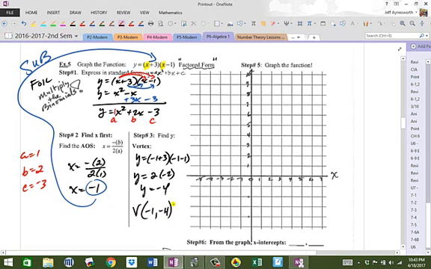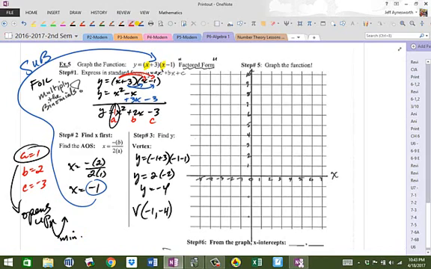Now since a is 1, the lead coefficient right here, this tells me that the parabola opens up. It looks like this, which means I have a min. So let's graph that first. Let's graph the vertex: left 1, down 4. We'll put V there, so negative 1 comma negative 4.